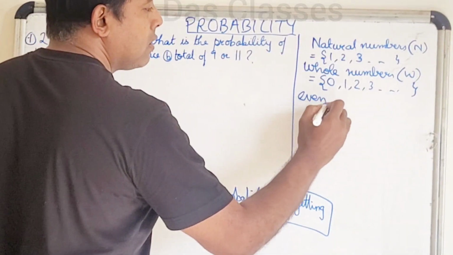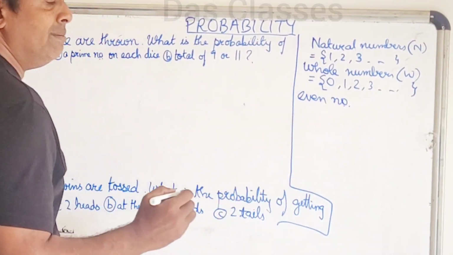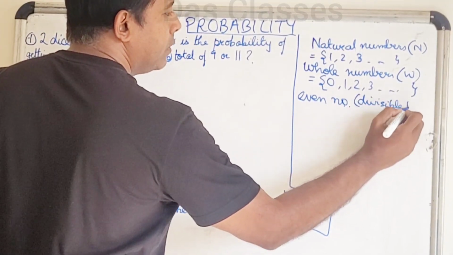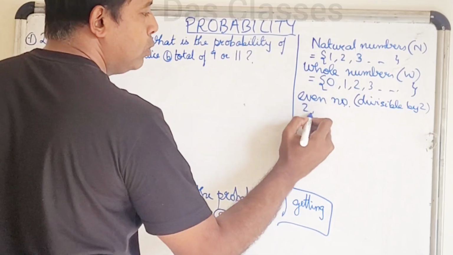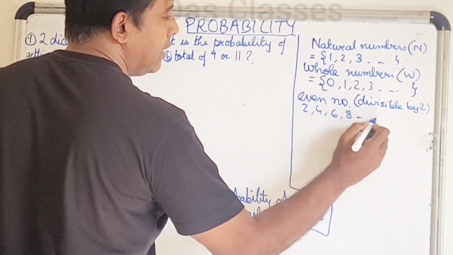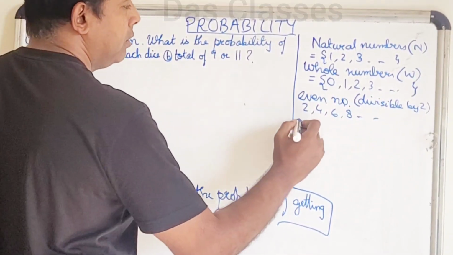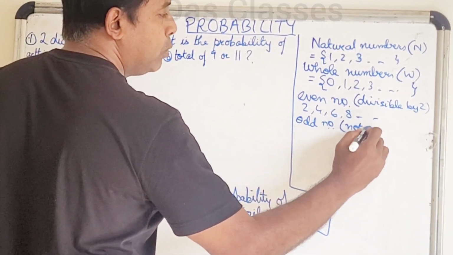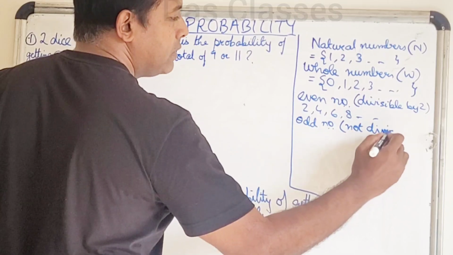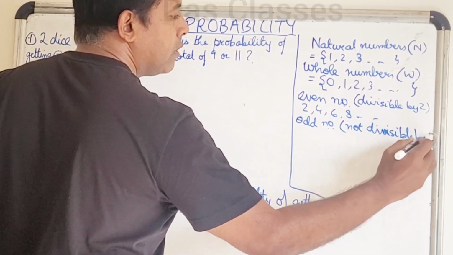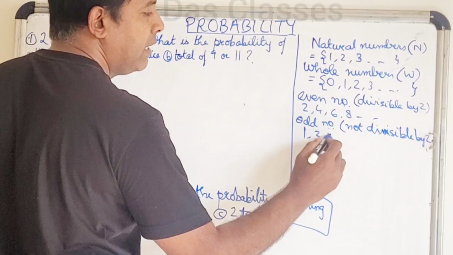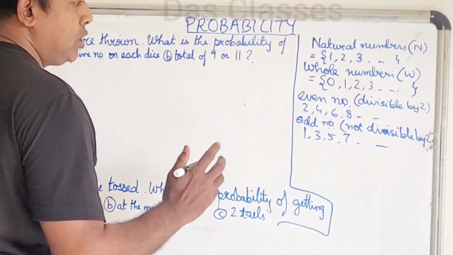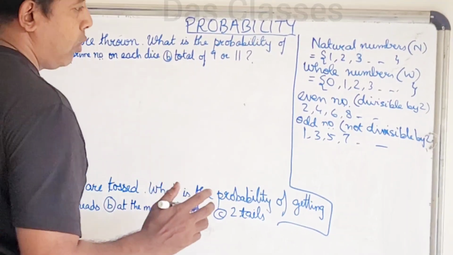Even numbers are those which are divisible by 2. It is the 2 table: 2, 4, 6, 8, and it goes on. Odd numbers means not divisible by 2. So 1, 3, 5, 7, and it will go on. You have to remember 0 is neither an even number nor an odd number.